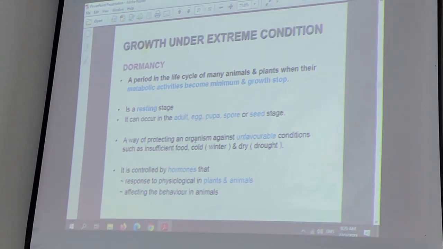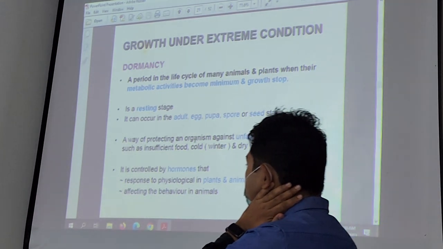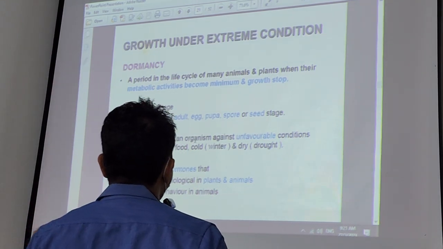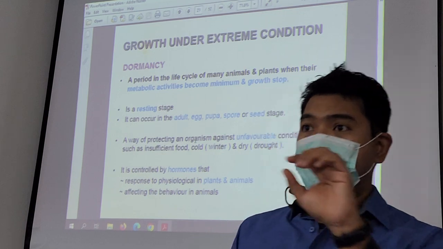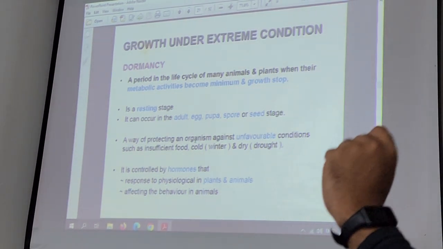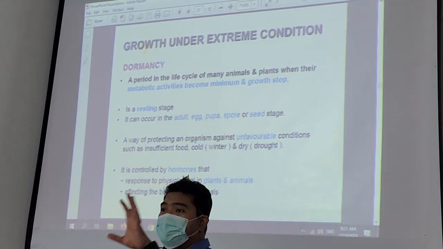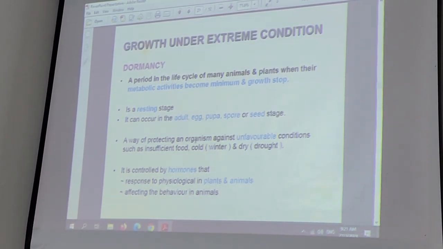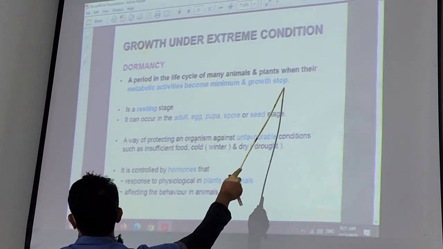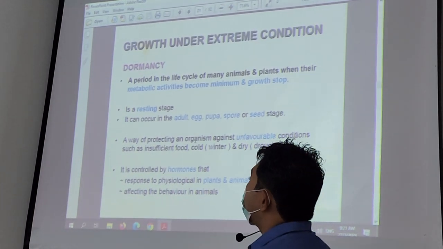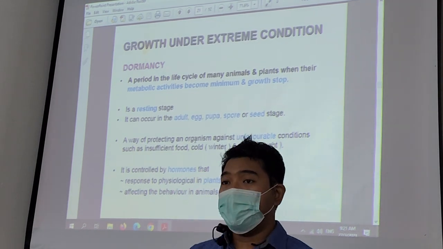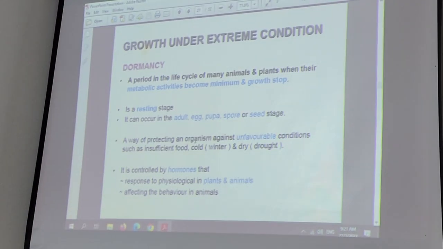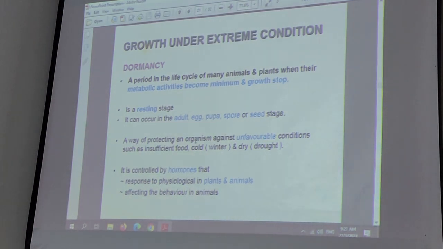Okay, growth under extreme conditions. So why dormancy happens? It's only a short period when the metabolic activities become minimum. Metabolically, it's still happening, but at minimum amount. And this is the important bit of it. Growth stops. If it's growing, what will happen to your mung bean at Tesco? It will not become a bag of mung bean. It will become a bag of what? Tauge. Because it's growing, right? So when it's dormant, it is resting, and it can occur at any stage of life. When you are sleeping, that is dormant as well, a form of dormancy, right?